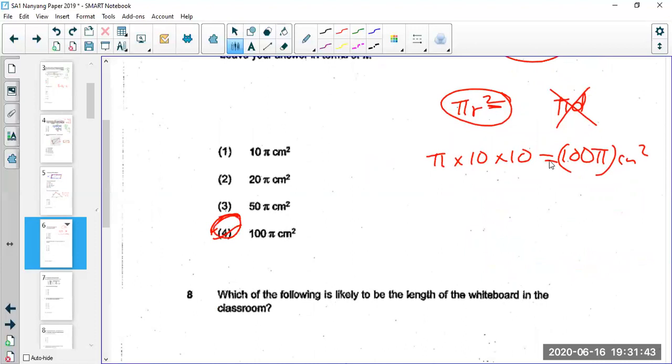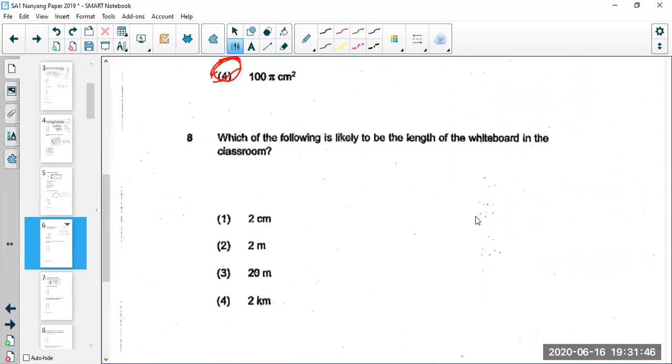Okay, next one. What is the likely length of the whiteboard? Now, the whiteboard cannot be 2 cm. Right? What is 2 cm? Which is the fingernail to fingernail. That's very short. Wow, that's too short already.